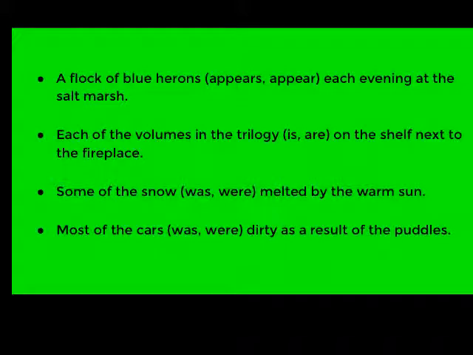If we look at a few examples here and walk through them, you'll see how this works in practice. A flock of blue herons appears each evening at the salt marsh. This is the rule where we ignore the "of blue herons" because this is simple subject-verb agreement. This isn't indefinite pronouns, it's subjects and verbs. And my subject is flock. There's one flock, and therefore it appears, that's the singular verb form, each evening at the salt marsh. The next one, we do have an indefinite: each of the volumes in the trilogy. Each is always singular, so I need to use a singular verb form.